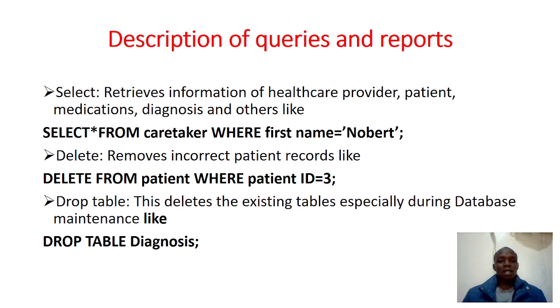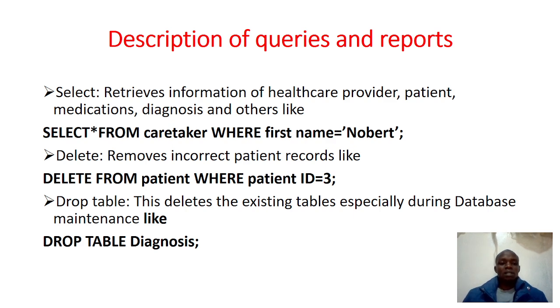Like this is where we added where first name equals Norbert. That means I wanted it to show me from the caretaker table where we have Norbert and view the information about Norbert only. Then it is very possible for us to use the delete command to remove incorrect patients, in case you had put something like a name of a person and you want to remove it, or remove and replace another name.